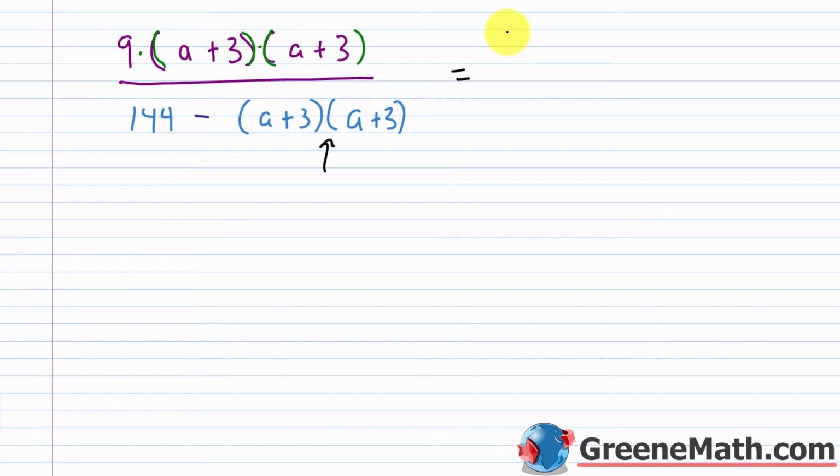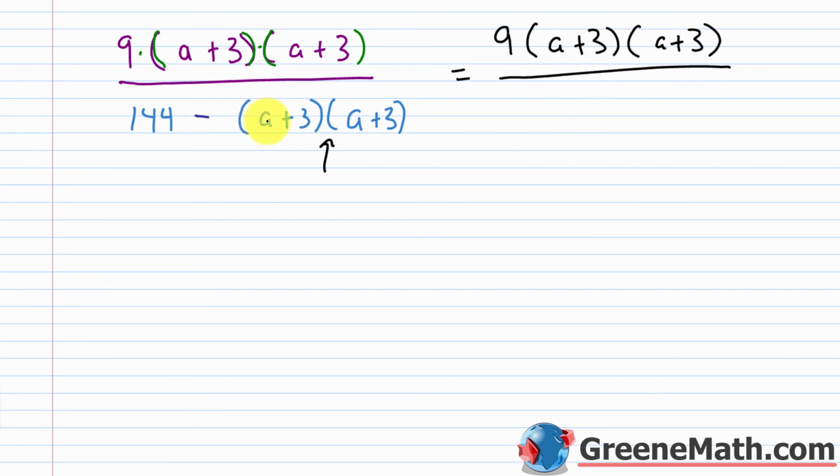All right, so I'm just going to copy the numerator. 9 times the quantity a plus 3 times the quantity a plus 3, and then over. So the formula for this: a times a is a squared. Then the middle term, I know that I'd have 2 times a times 3, so that's plus 6a. And then the final would be 3 squared or 9. Now, here's the kicker. I am subtracting away the result of this, okay?